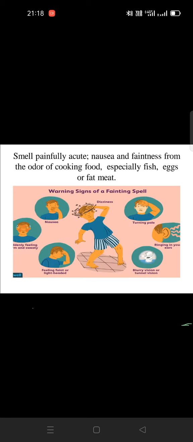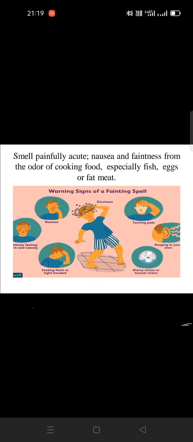Another symptom: smell painfully acute, nausea and faintness from the odor of cooking food, especially fish, egg or fat meat. You can see in the picture, there is dizziness, there is nausea, and there is a feeling of faintness. Why? Because there is a smell painfully acute, nausea. In which disease condition will we find this type of symptoms? Here we can correlate with the practice of medicine.